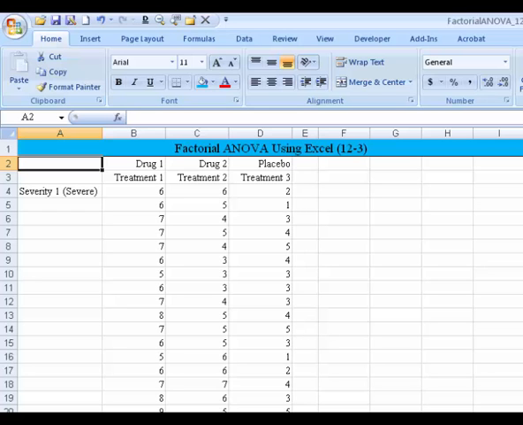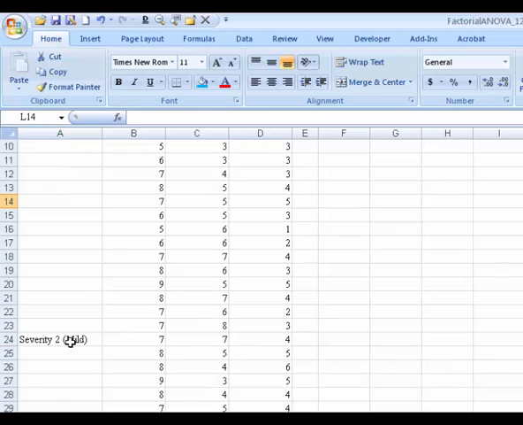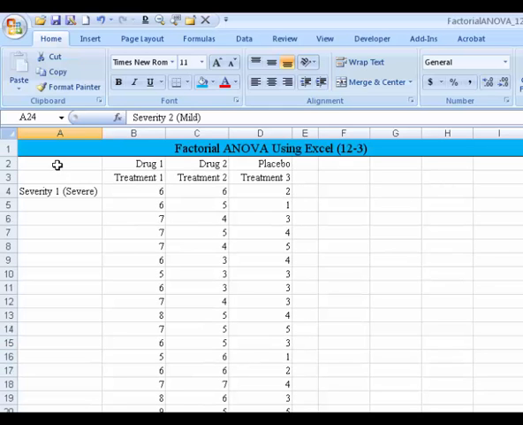Okay, let's take a look at this illustration of factorial ANOVA using Excel. Now, what we have is an experiment where we have three different treatments, drug 1, drug 2, and a placebo, and then we're measuring the impact in terms of severity level 1, which would be severe, and I'll slide on down, and there you see we have severity level 2, which would be mild.